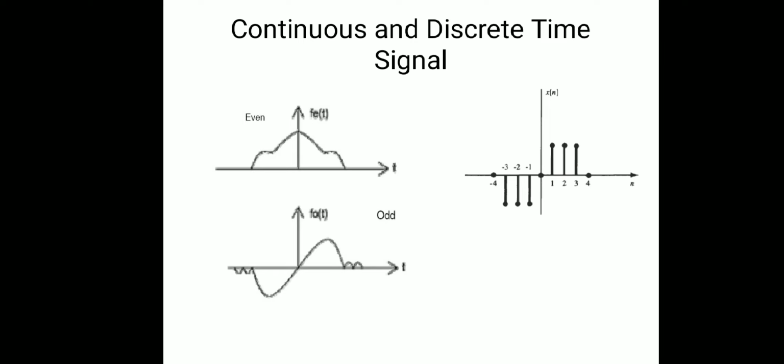So this is about some of the basics of signals and systems. In the next class we are going to discuss the different components of discrete time signals, and also other properties or other classifications of continuous and discrete time signals.